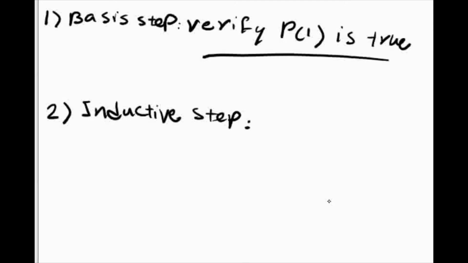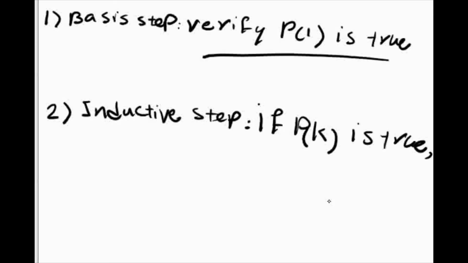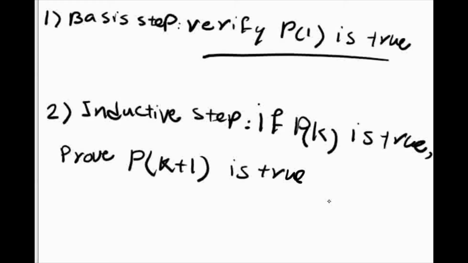The second step is called the inductive step. In this step, we first assume that P of K is true. If P of K is true, then based on this, we want to prove that P of K plus 1 is true. So remember these two steps while we are going through our example.